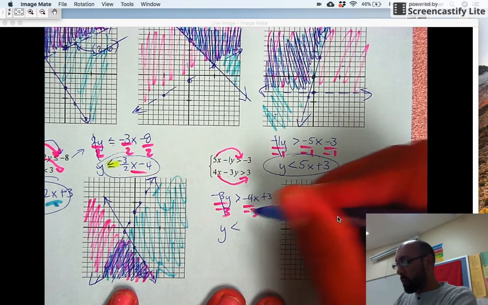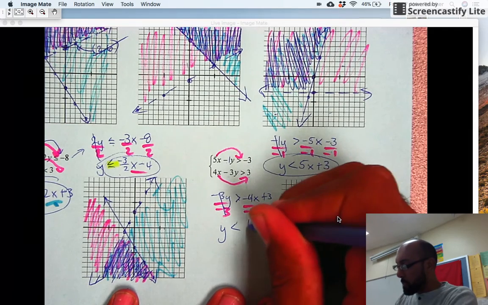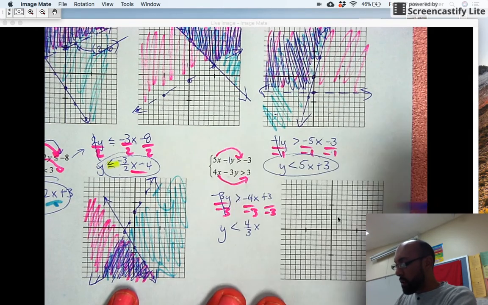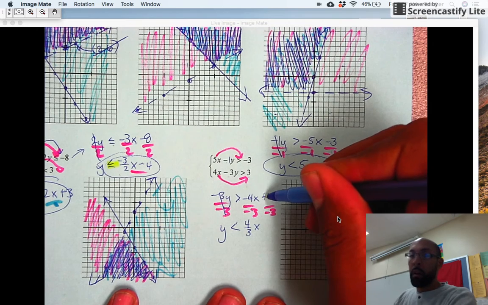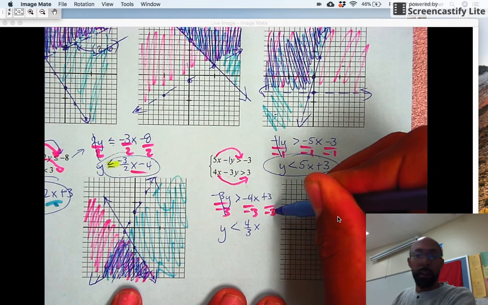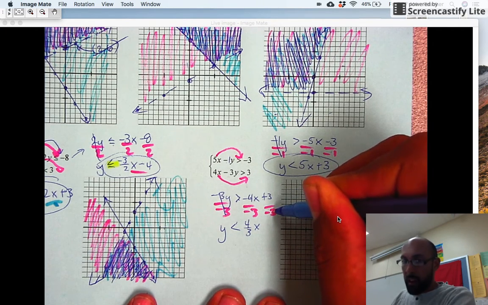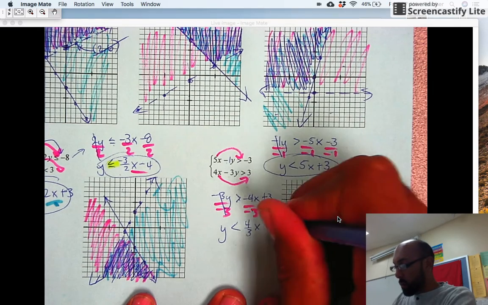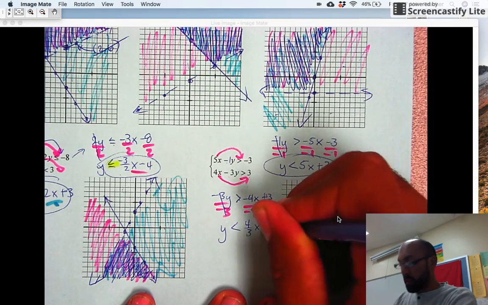-4 over -3, well, I can't divide that, but negative over negative is positive. I leave it as 4 over 3. And then +3 over -3, it's not 0. It's dividing the same number. So it's 1, and plus over minus is minus. Okay.